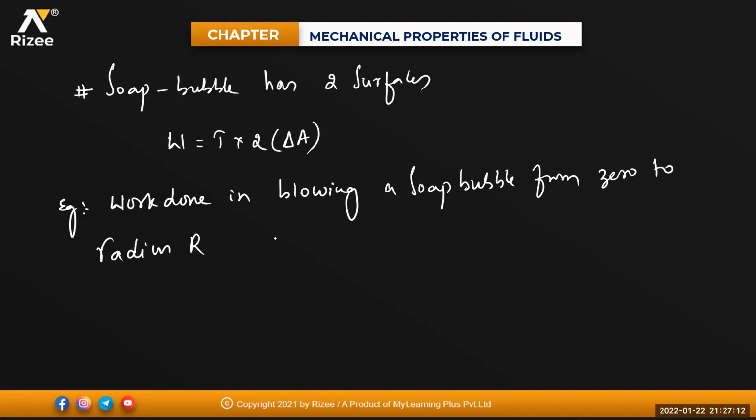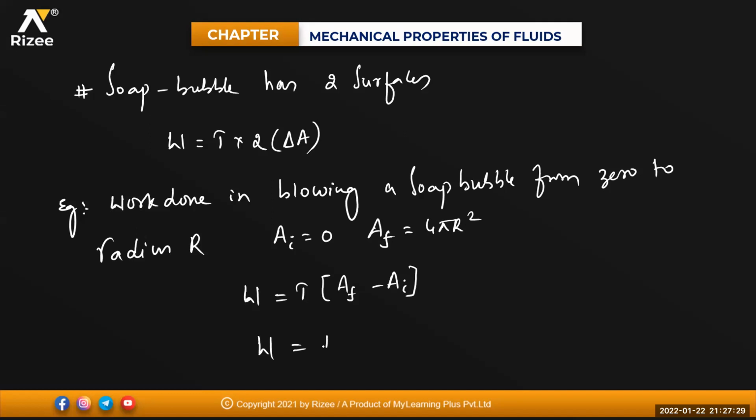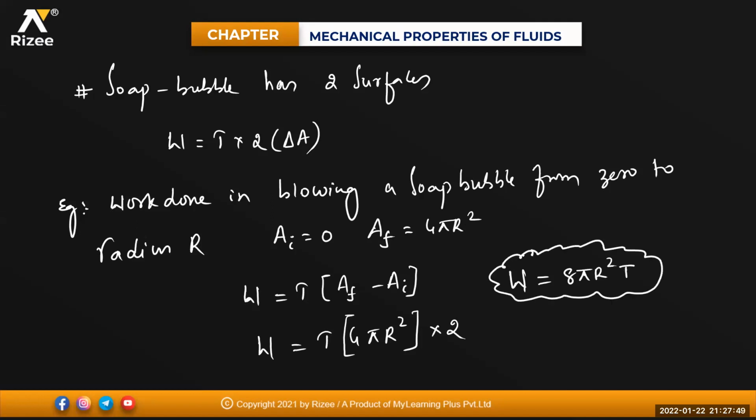That means the initial area is 0 and the final area is 4 pi R square. So work done is surface tension into A final minus A initial. The initial area is 0, so work done is T into 4 pi R square. Clear? For the soap bubble, there are two surfaces, so work done for a soap bubble will be 8 pi R square into T. This is the work done in forming a bubble from 0 to radius capital R.